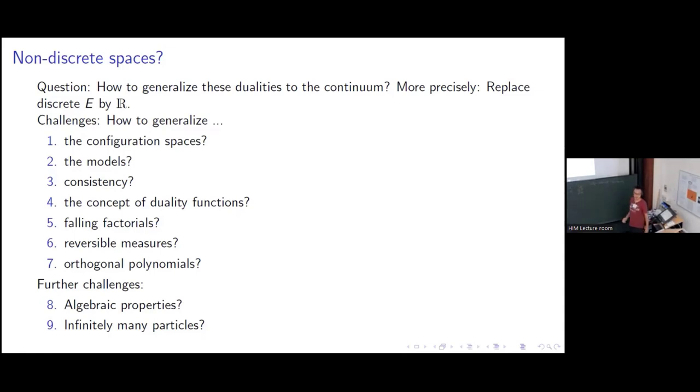Then a next step is consistency. So we saw that there's some notation of consistency. Is there also some similar notation for the continuum work? Then we had duality function. Then the question is, is that the right concept? Is there something even better? Then we have the falling factorials here. You see, putting them in the continuum is also maybe not very easy. Then reversible measures. You saw we have a product measure over the sides that maybe also doesn't really make sense or is not clear at the beginning. And finally, we have orthogonal polynomials. It's also not really clear what that should be in a very general world. And here at the end, if time allows, I also want to stress some further challenges.